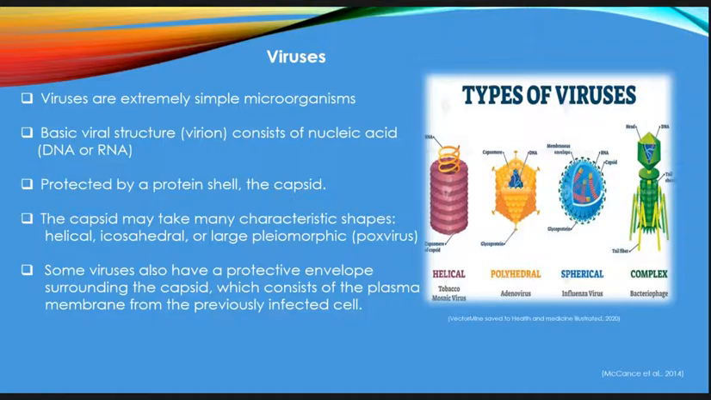Viruses are extremely simple microorganisms. The basic viral structure consists of the nucleic acid, which is DNA or RNA. They are protected by a protein shell called the capsid. The capsid may take many characteristic shapes. They can be either helical, icosahedral, or large pleomorphic, such as pox viruses. Some viruses have a protective envelope surrounding the capsid, which consists of the plasma membrane from previously infected cells.